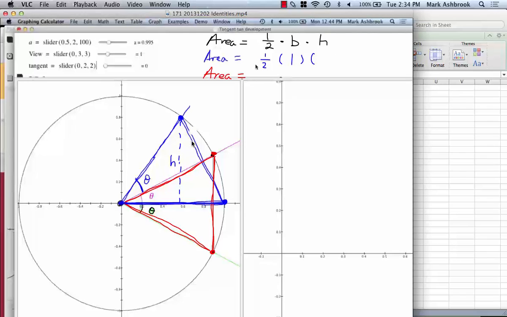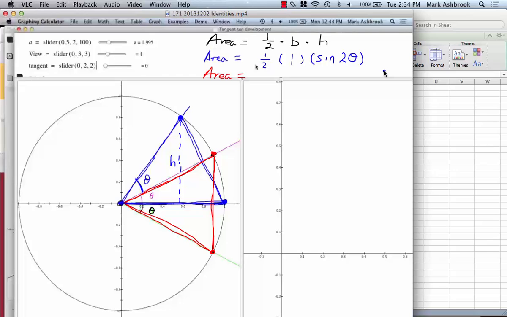No, the height is the vertical distance above the horizontal diameter to the point on the circle. That's exactly what sine is, right? Sorry to interrupt. There's the blue triangle, 1/2, 1 times sine 2 theta.